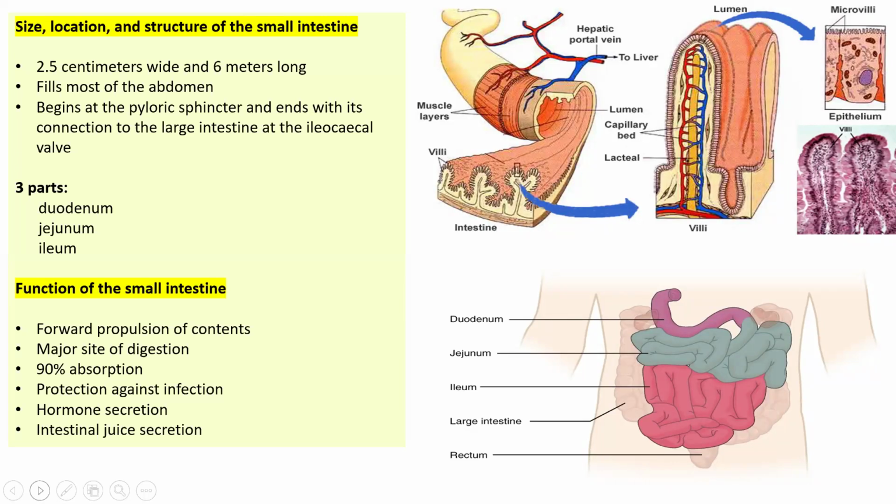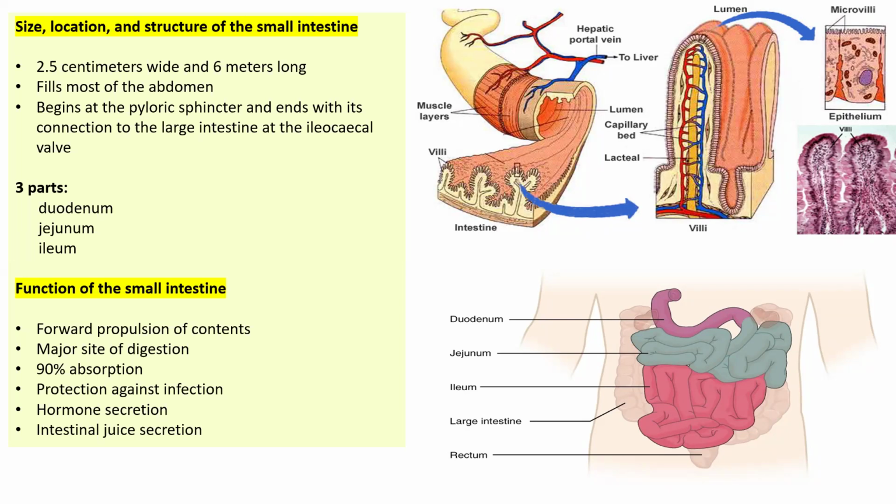It fills most of the abdomen. It begins at the pyloric sphincter and ends with its connection to the large intestine at the ileocecal valve. The pyloric sphincter, which I have already explained in the previous video, and then it ends with the ileocecal valve, which acts as an opening and closing when chyme is transferred to the duodenum part of the small intestine. Parts of the small intestine are duodenum, jejunum, ileum.